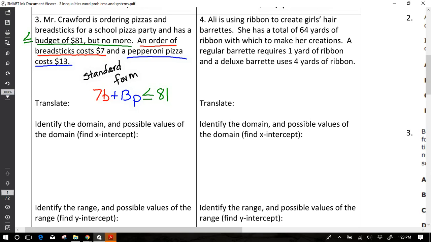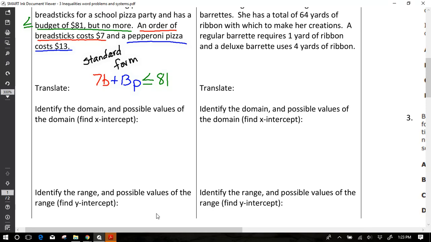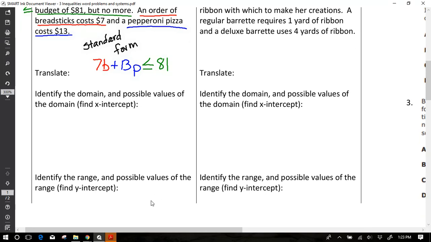So what our job is now is to identify the domain and all the possible values of the domain. Okay? So what I'm going to do, and then I gave you the hint, right? Let's find the x-intercept. That's my hint. So the b would be the x value, and the p would be the y value if I had used x and y. So to find the x-intercept, I need to allow the y value to equal 0, and then I need to solve that.